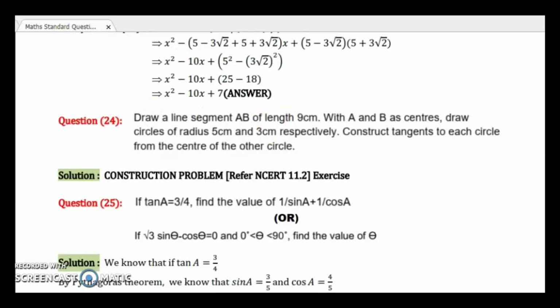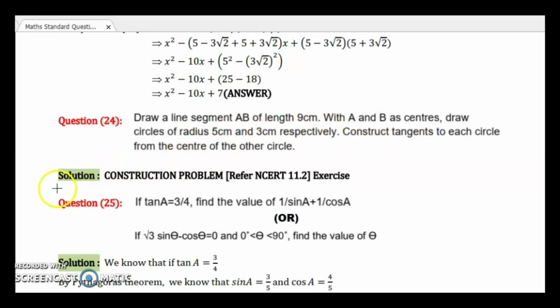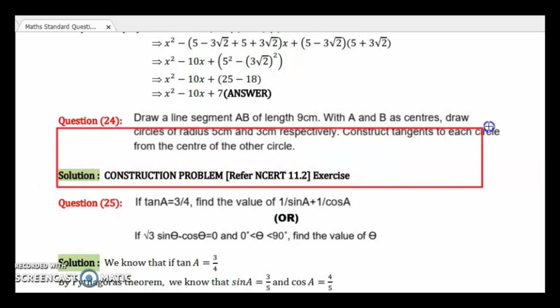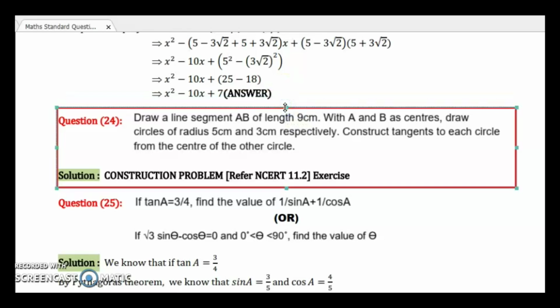Question number 24 is about the construction problem. Draw a line segment AB of length 9 centimeters. By taking A and B as centers, draw the circles of radius 5 cm and 3 cm respectively. Then construct the tangents to each circle from the center of the other circle. Therefore, it is a construction problem. It's a very easy, very simple question.